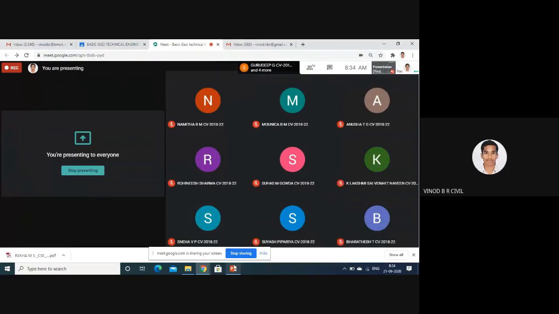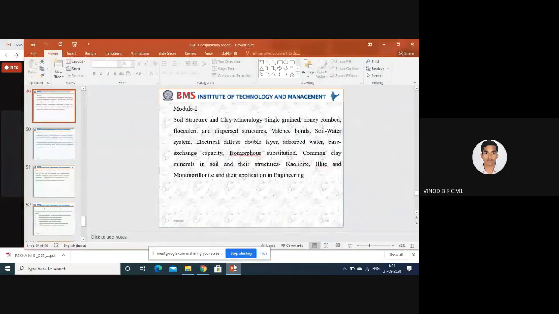The second module completely deals with soil structure and clay mineralogy, meaning how soil structures are formed. As we know, initially there are two types of soil: black cotton soil and red soil. Black cotton soil we technically call montmorillonitic soil, and red soil we technically call kaolinitic soil.